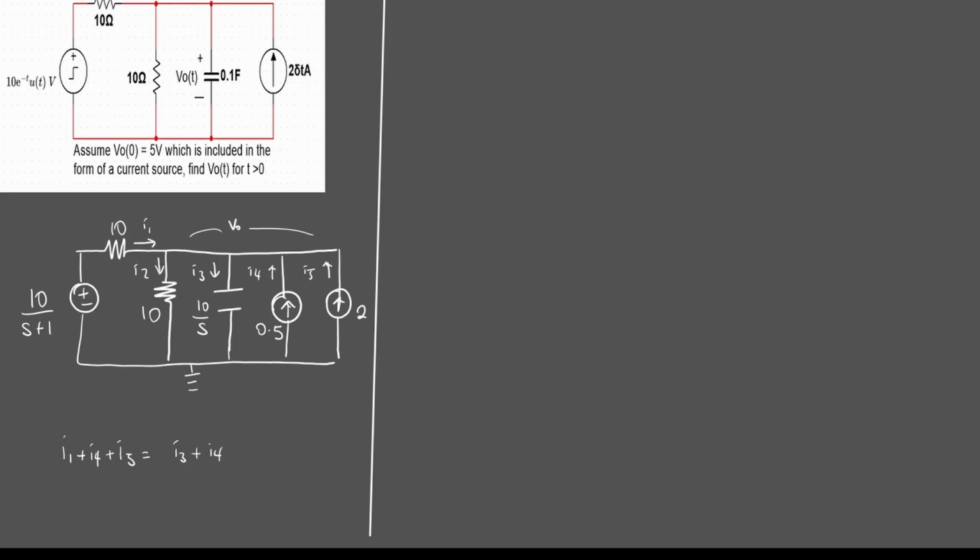Let's start. Take the nodal analysis. It's initial minus final voltage all over the impedance. So that's 10 over S plus 1 minus V0 all over 10. I4 plus I5 is plus 0.5 plus 2, so that's plus 2.5. It's going to equal I3, which is V0 divided by the impedance. So you're going to have V0 all over 10 over S, so that's S V0 over 10. Okay, so that's S V0 all over 10 for I3. And then for I2, that's just V0 over 10.